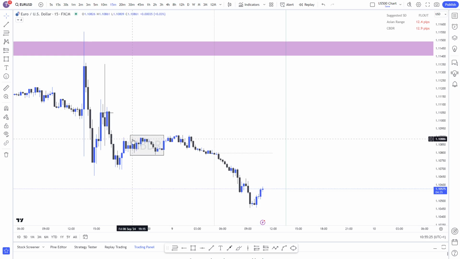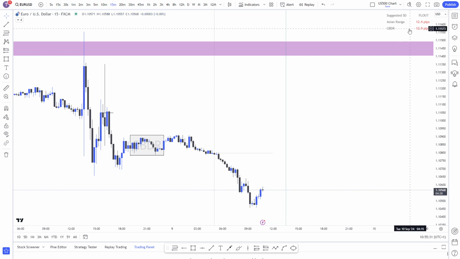Now, as we can see, we've got a suggested standard deviation. They're asking for the flout, not the central bank dealers range, because they've worked out the central bank dealers range is about 13 pips. If it's under 20 pips, according to this indicator, it's going to ask for something called the flout, which is basically the Asian range and the central bank dealers range combined.